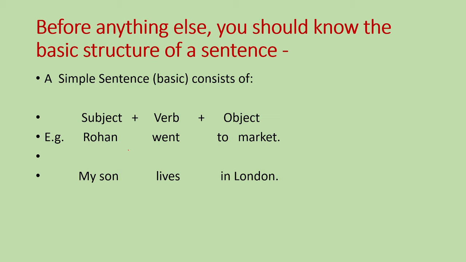Rohan is the subject, went is the verb and market is the object, and "to", obviously, is telling us a relationship between the subject and the object here. That is the noun or the pronouns in this sentence, and it is a preposition. Now next, my son lives in London. Another example. There's a subject, there's a verb, and then there's the object, that is the remaining part of the sentence. So a sentence should have all these things.